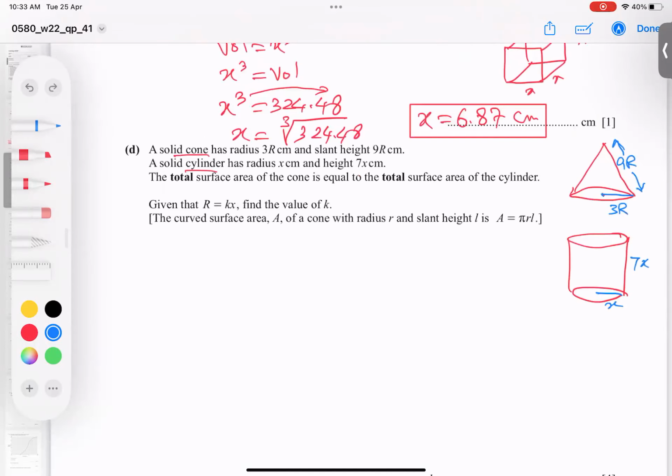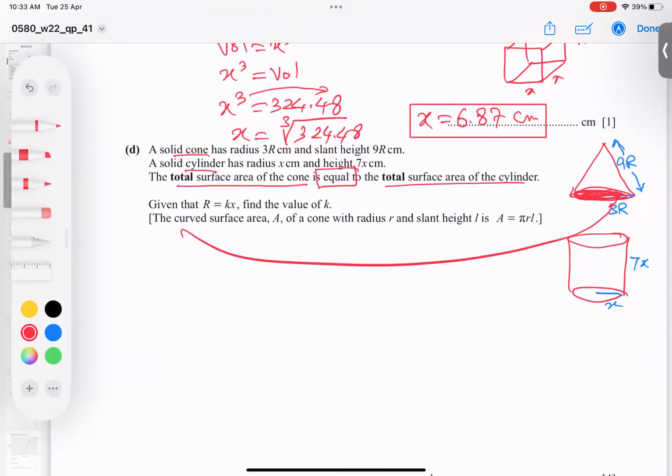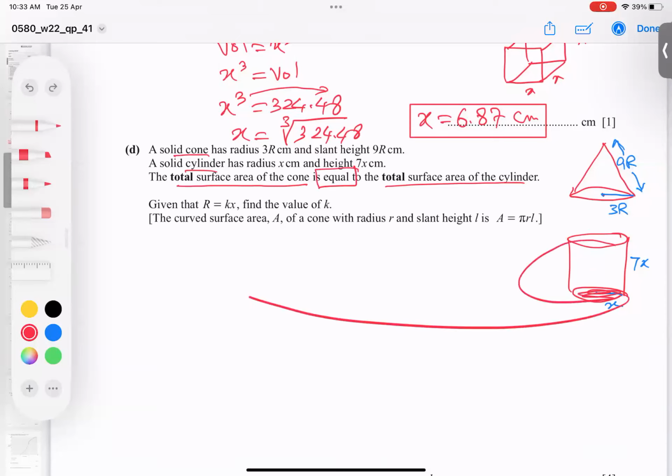Now I can work out for the next plan. He's saying that the total surface area of the cone is equal to the total surface area of the cylinder. So it means both are solid. Even he mentions here, both are solid. Solid means the bottom circle is included, and this bottom circle and above circle are already a part of the question.